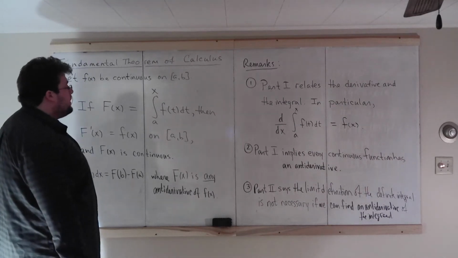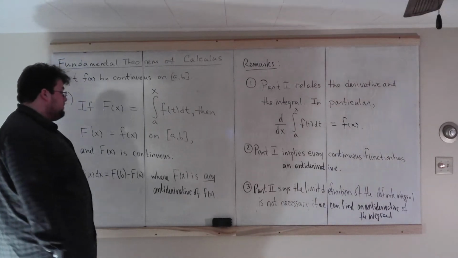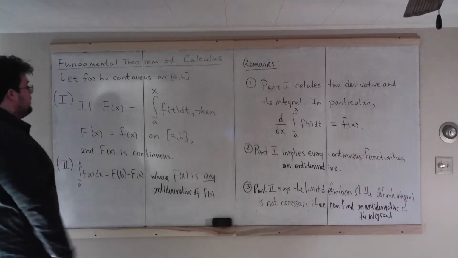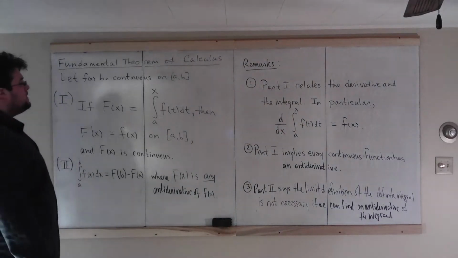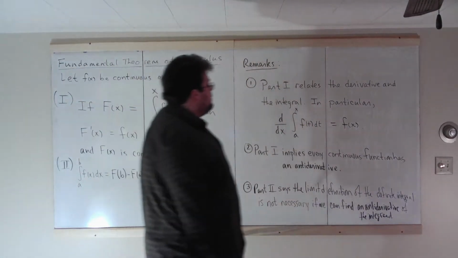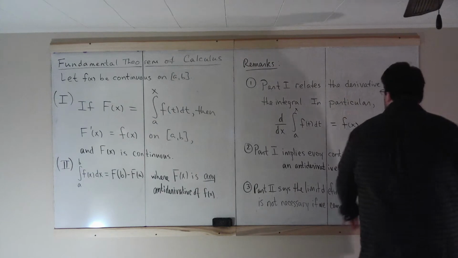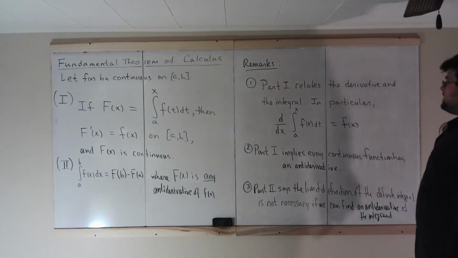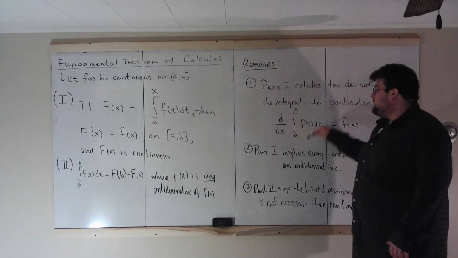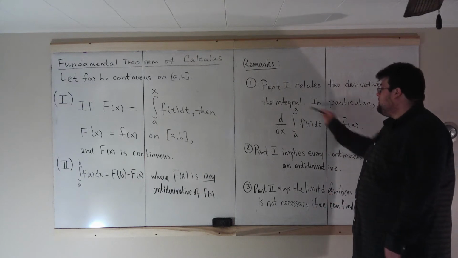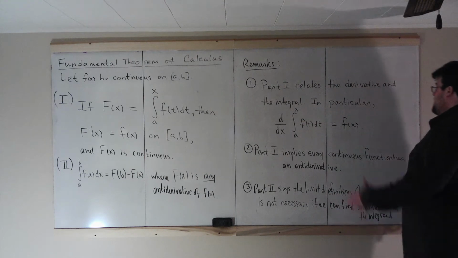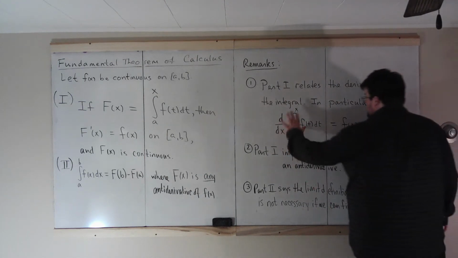So we have 3 remarks. I probably alluded to a couple of them. Yeah, I alluded to the third remark. But 2 remarks on part 1. Part 1 relates the derivative and the integral. In particular, it says the derivative with respect to x of this definite integral in a way cancels out.